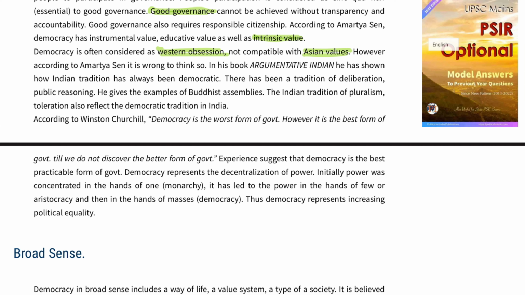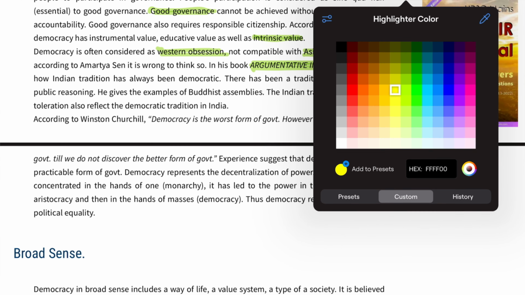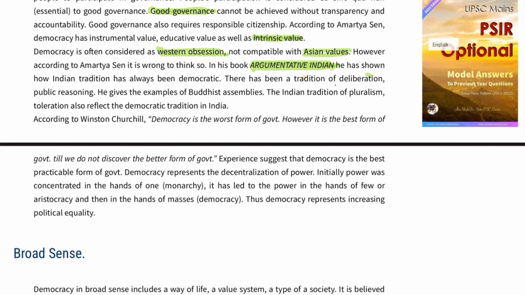according to Amartya Sen, it is wrong to think so. In his book, The Argumentative Indian, the debate was between Amartya Sen and that Singaporean premier. He has shown how Indian tradition has always been democratic. That's why we call India a democracy. Indian democracy is about, there has been a tradition of deliberation, public reasoning.